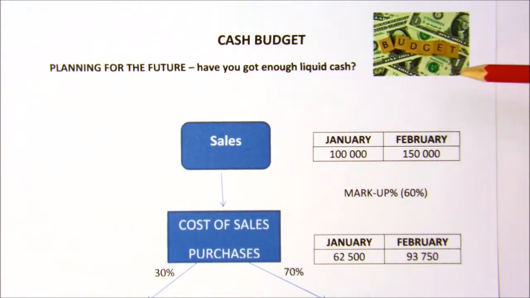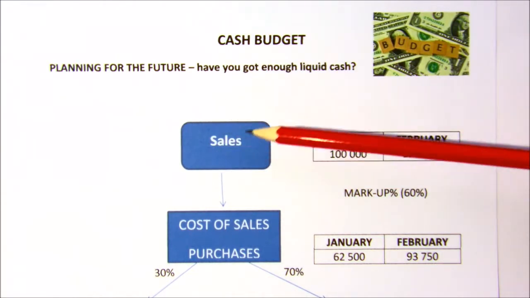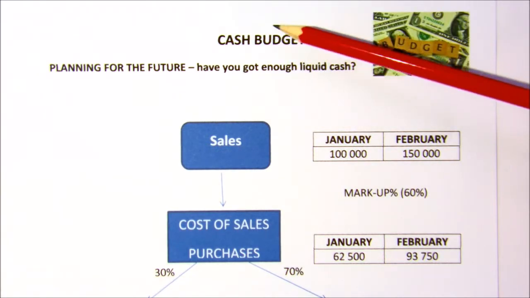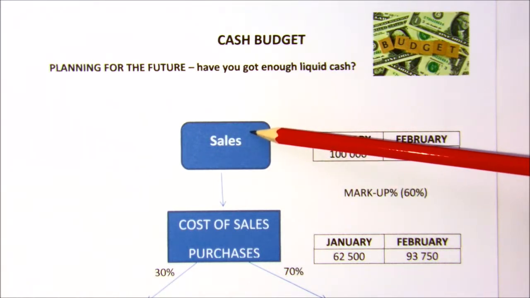In the previous budget question, I looked at the sales side of it. Now, the other very important part of this budget, and the second part that most learners battle with, is the buying of the goods. Obviously, if we're selling these goods, we have to replace them.